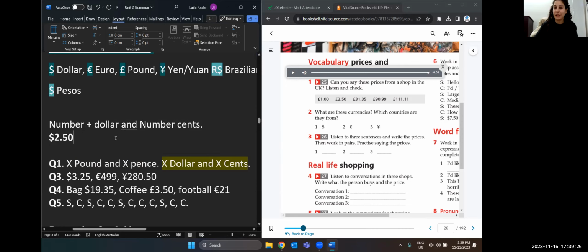So that's how we say how much something is. So this is $2.50. So let's do the next one. So it says 31.35. So how would I say how much that is? $31 and, yes, so $31.35. And the next one was $90.99. So how do I say this one?